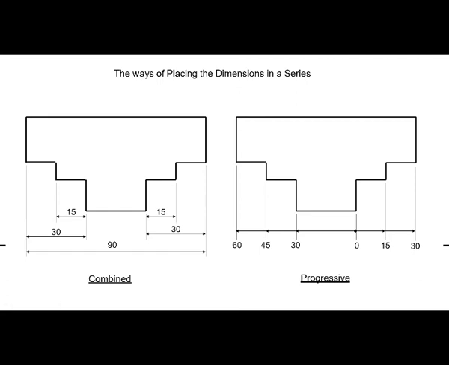Some modes are there, like combined. If you measure from here to here, it starts from here: from here to here 15, from here to here 30, again from here to here 15, and it is mentioned from here to here 30. And the total is 90. Like 30 plus 15, how much? 45, and this is 45, total it becomes 90. Same as this: this is 30, and this is 30, 30 plus 30 is 60, and this one must be 30, that's why the total is 90.